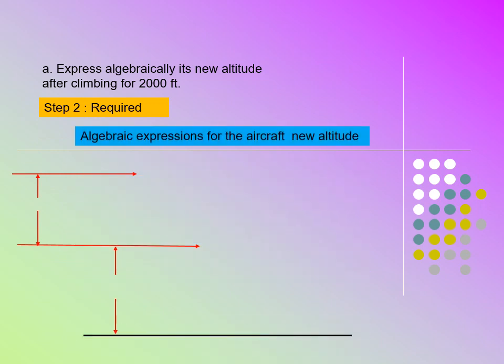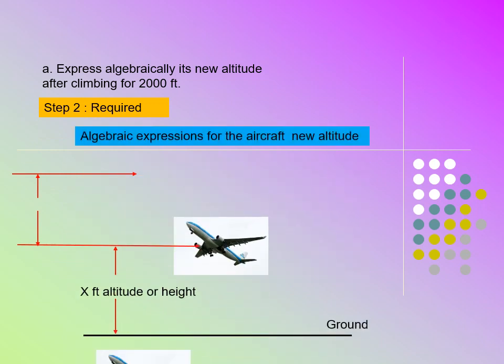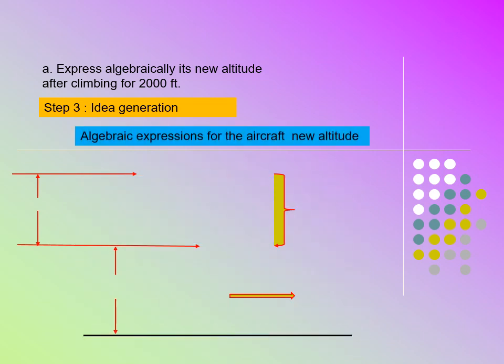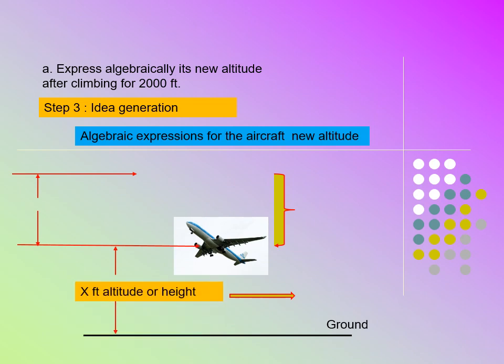So that is now the required. So let's now do idea generation. Step 3: Algebraic expression for the aircraft's new altitude. From the ground, you have the aircraft at x feet altitude. Then it climbed again by another 2,000 feet. So how can we now construct the algebraic expression for this given situation?